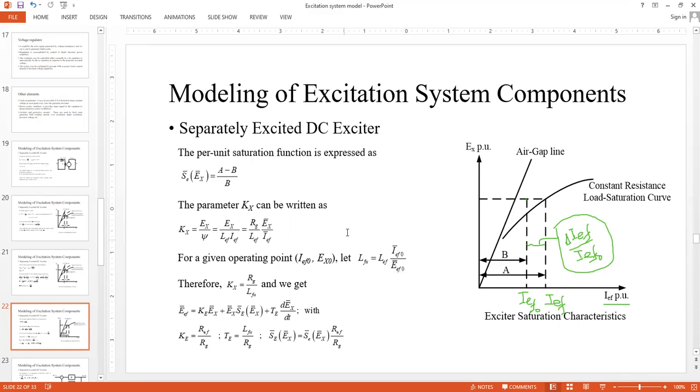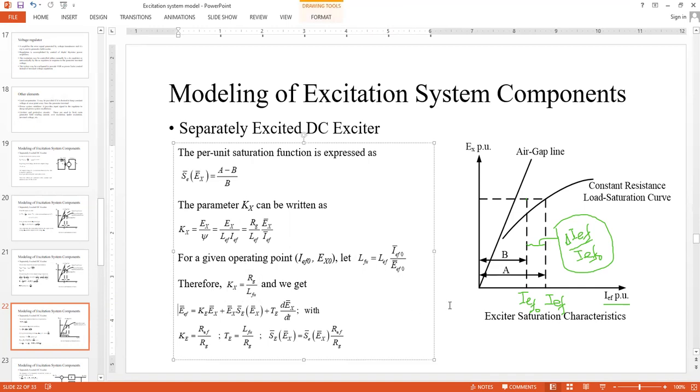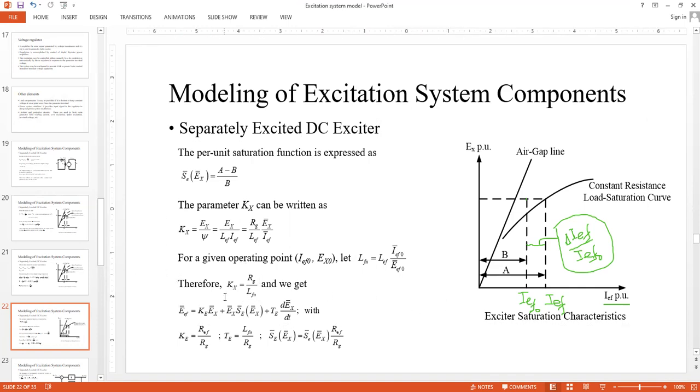So if we can assume this, okay, then we would be able to simplify the expression of Kx in this manner. So Kx is now Rg over LFU. So what we have simply done, we have simply gotten rid of these three, simply in terms of the unsaturated inductance and the actual inductance based on the operating point information. So this is the operating point information. So if the operating point information changes, of course, your unsaturated inductance will also change.